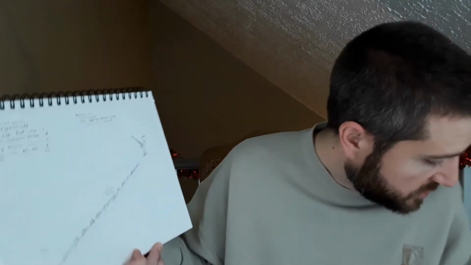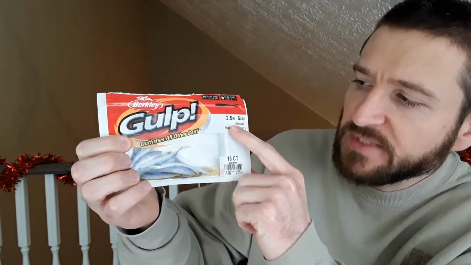But to catch a lot of variety, I use gulp minnows, 2.5 inch gulp minnows. They do make a 1 inch, a 3 inch, and I think even a 4 inch. This is my preferred. If you go to a 1 inch, you're going to catch more fish, but a lot of small ones, like small bluegill. If you go to 2.5, you'll still catch bluegill, but most of the time they'll be bigger. And I feel like I get the most variety of even bigger fish, like largemouth and smallmouth bass.